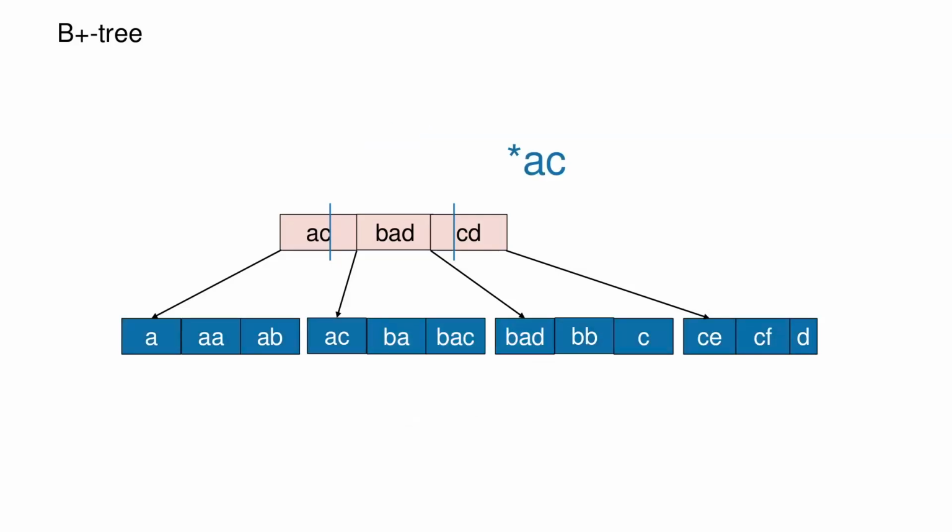Okay. How do we deal with star AC? Can we do it efficiently? Who thinks we cannot do it efficiently? And you are right, we cannot do it efficiently. In fact, we could do it in linear time, by traversing all of the terms and checking if they end with AC, right? But that's not very efficient.